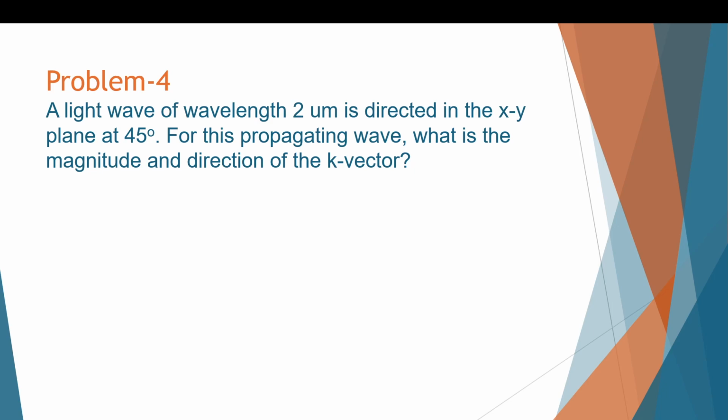Yeah, so next, the problem says a light wave of wavelength 2 micrometer is directed in the xy plane at 45 degrees. So now they have given us that the wavelength of the wave is 2 microns, and they have also given us the angle, and we have to find the magnitude and direction of the k vector. So first of all, we have not yet discussed what is a k vector.